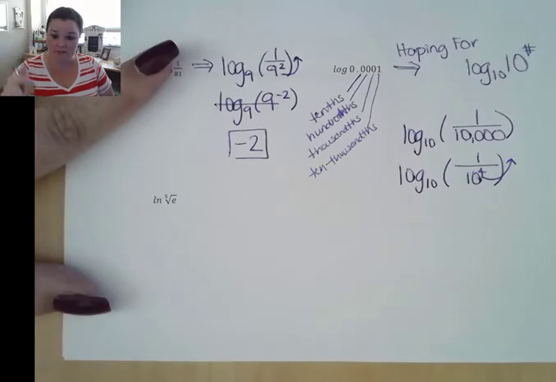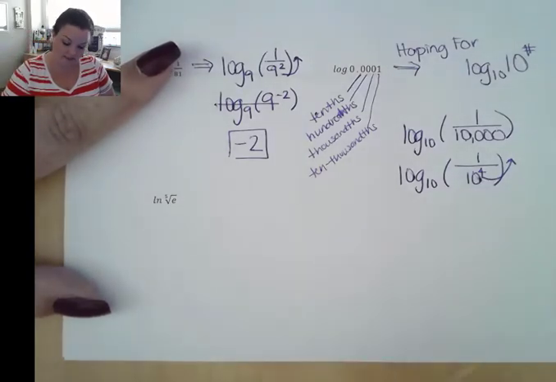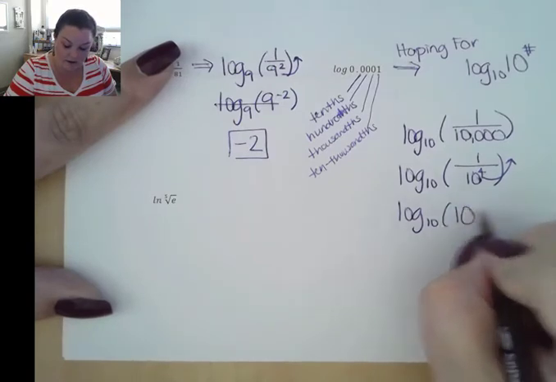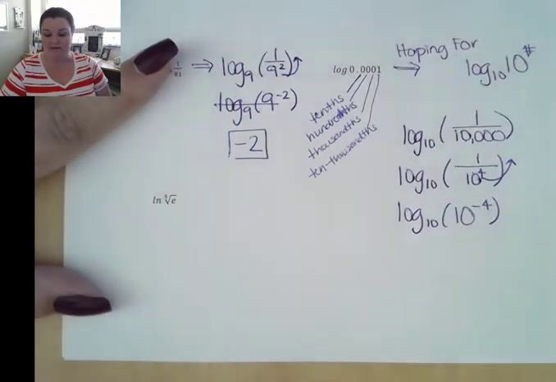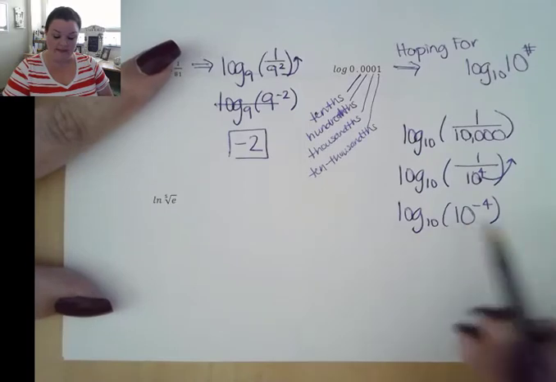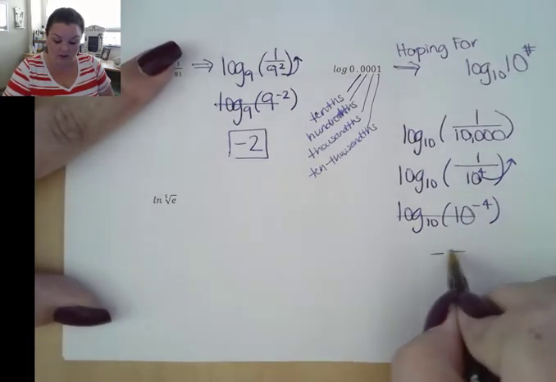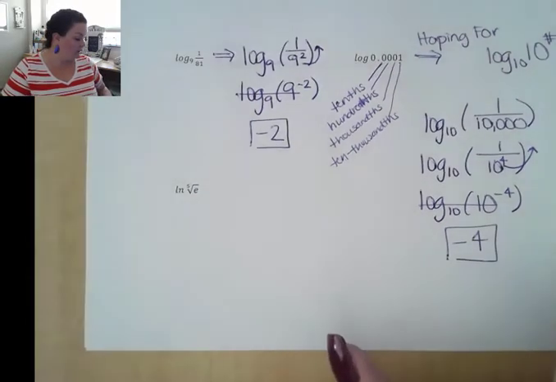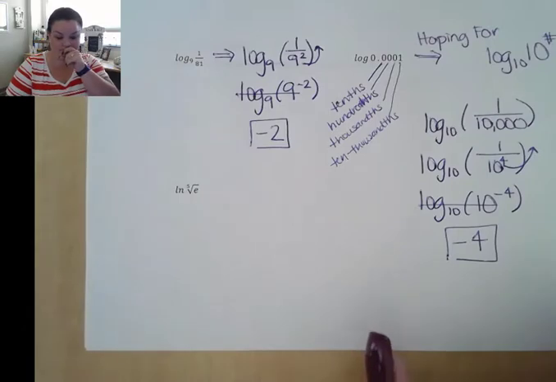We move it or flip it, it changes the sign of the exponent. So this becomes log base 10 of 10 to the now negative 4. So log base 10 and 10 cancel. This just becomes negative 4. Okay? All right, let's look at one more, and then I'll have y'all try some.